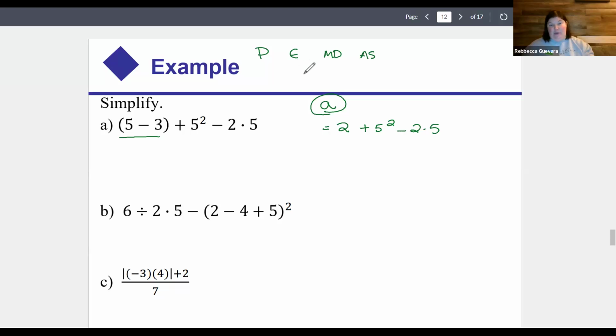Then we move on to exponents. We only have one exponent, it's this 5 squared. If we do the 5 squared, that is 25.